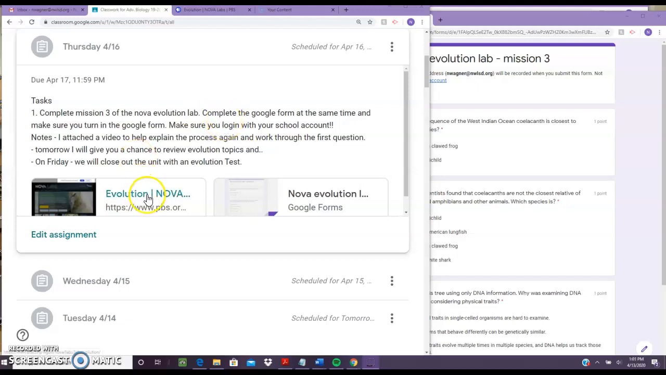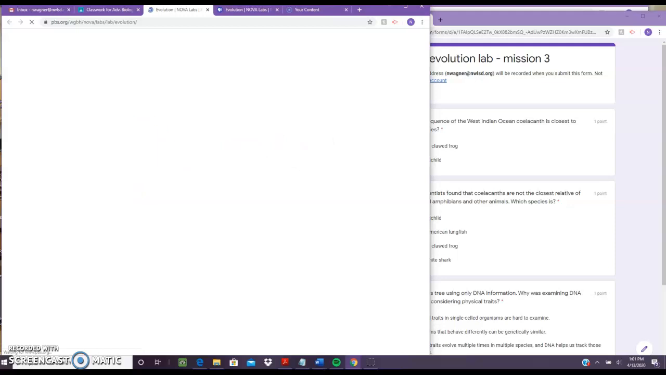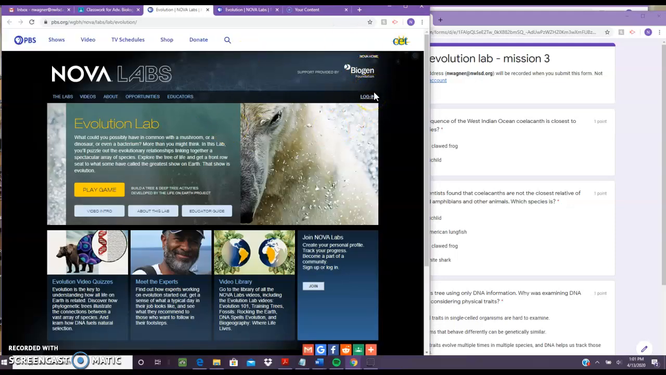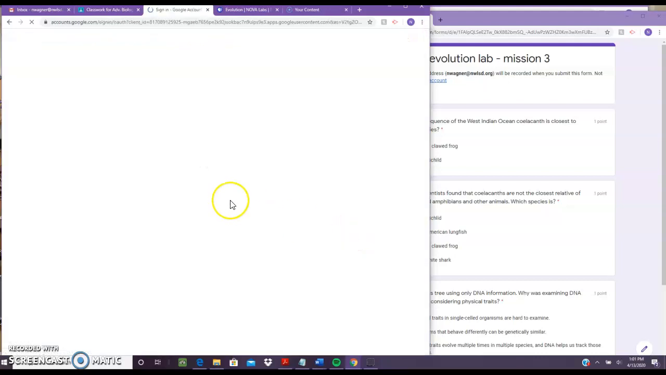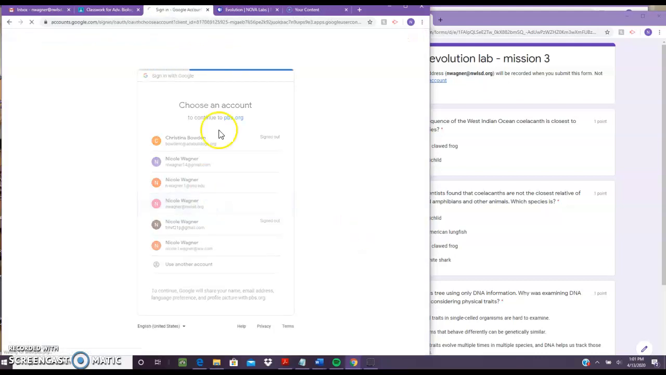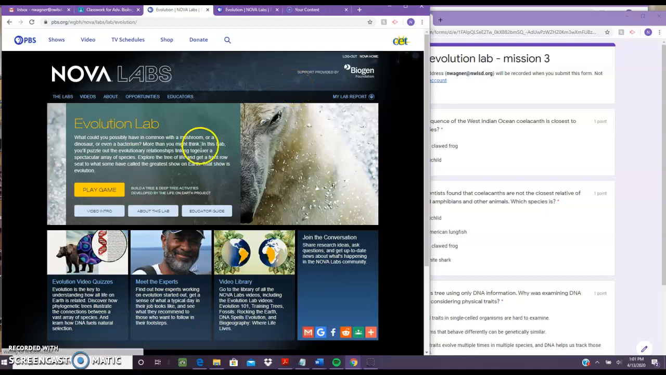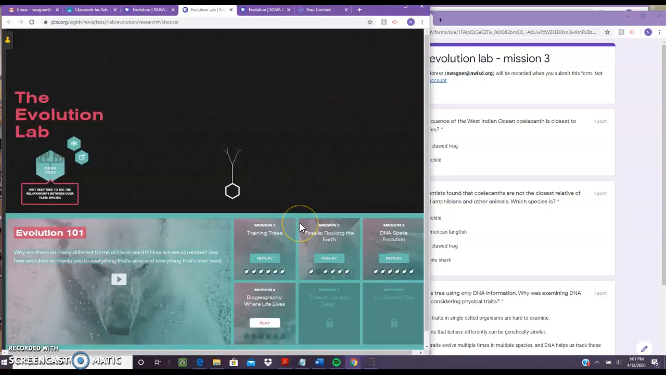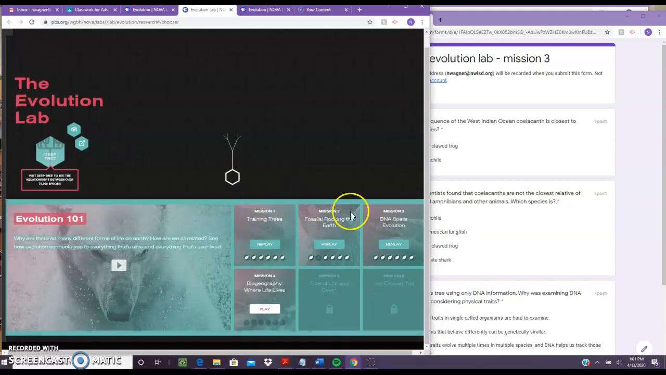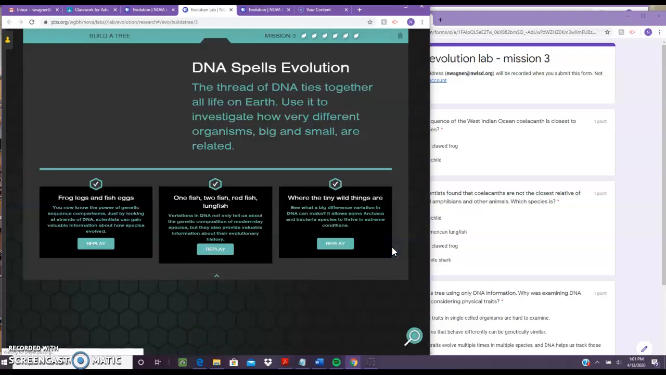So today, when you click on our lab link, it should bring you here. Remember, you need to log in with your school Google account, because when you do that and you play the game, it should pick up where you left off, and you should have mission 1 done and mission 2 done. And today we're going to be on mission 3.